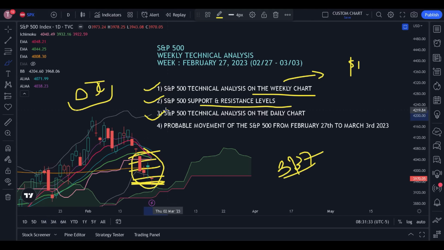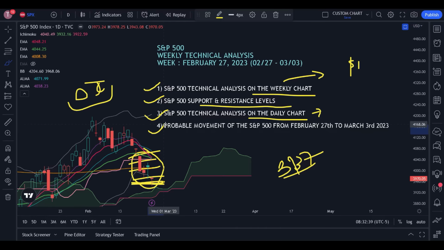Then comes the third point of the agenda, which is the S&P 500 technical analysis on the daily chart. So we will see what is happening on each and every day. We will analyze that technically from Monday, Tuesday, Wednesday, Thursday, Friday, each and every day, right? The daily chart means a very, very short term picture, for a week or 2 weeks, that's it. Weekly chart means a month or so, 2 months, a quarter, where you can see what is expected to happen.